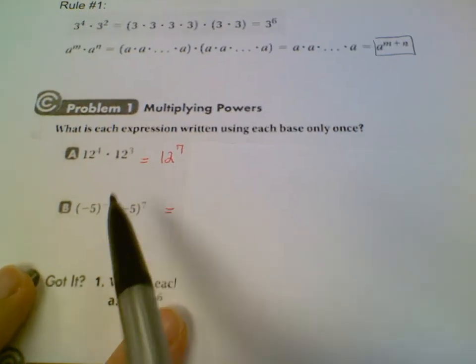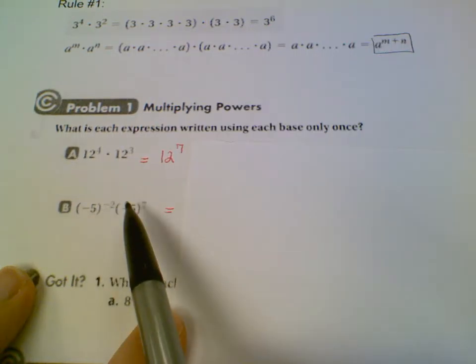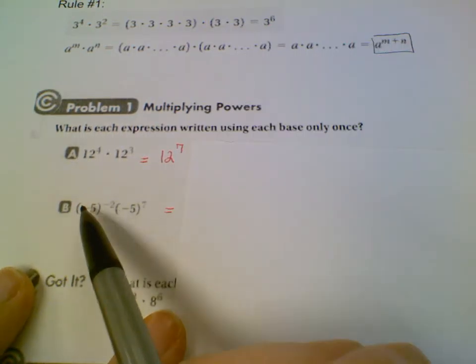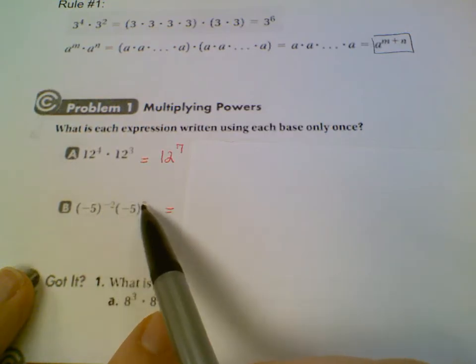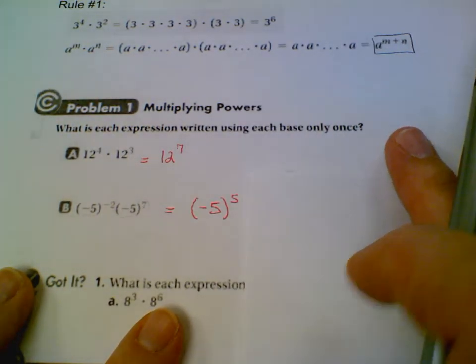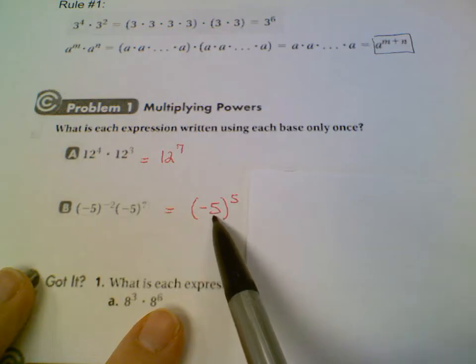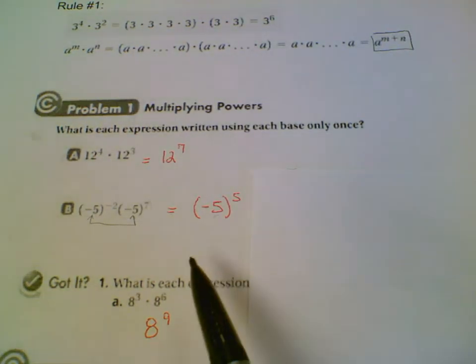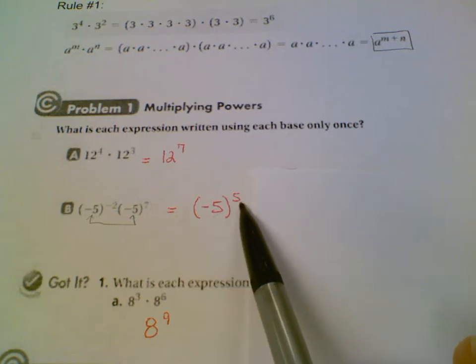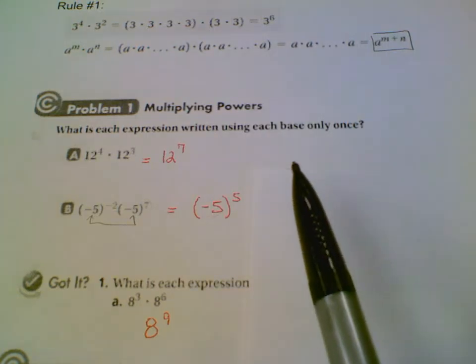Now look at letter B. -5 to the -2nd, -5 to the 7th. They have the same base, so I'm going to add these exponents. So -2 plus 7 is 5. So again, notice my base does not change. I have a tendency that some students always want to multiply those bases, and that's not the case. We want to show how many -5s we're going to have left over.